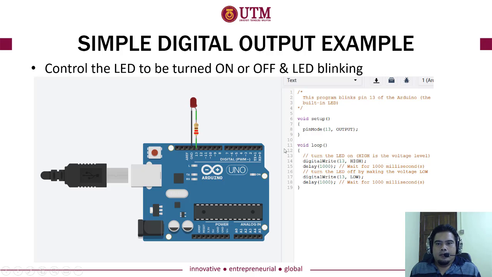Again, I hope you already understand the difference between setup and loop. Setup is the first function to be run by the CPU, and it will run once. But for loop, any instructions inside the loop will be executed many times. It will continue and repeat forever, so it will not stop.